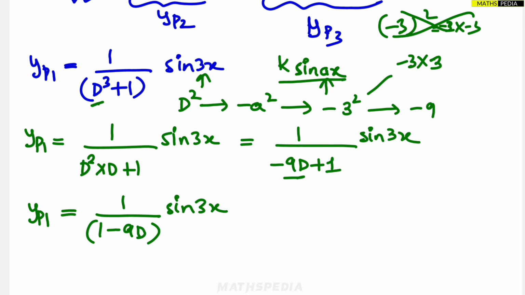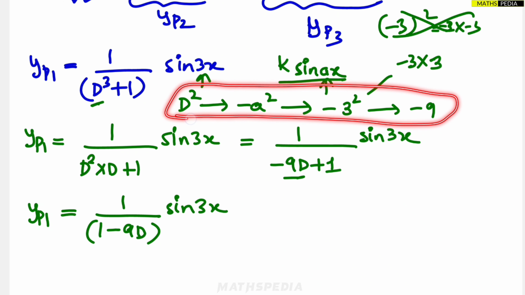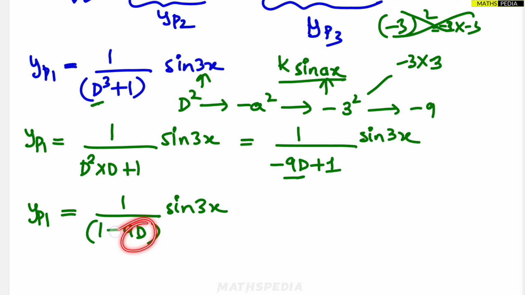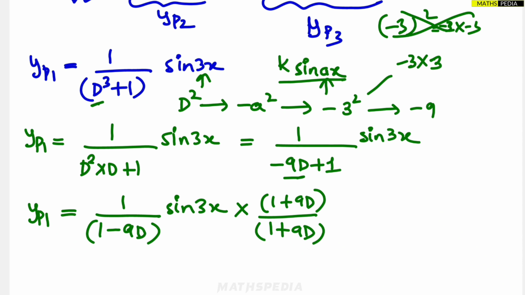As we have discussed before, after substituting the first value of D square, you're getting again D in the denominator. I don't want D in the denominator. Numerator it is fine, because in the denominator there is no other function of x, but in the numerator sine 3x is sitting. Denominator, how to eliminate this D? As we have discussed before, we have to bring it in the form of a square minus b square. So we have to multiply it with what? 1 plus 9D divided by 1 plus 9D, right?